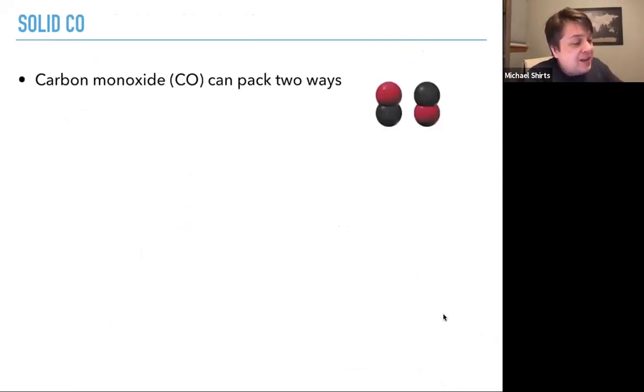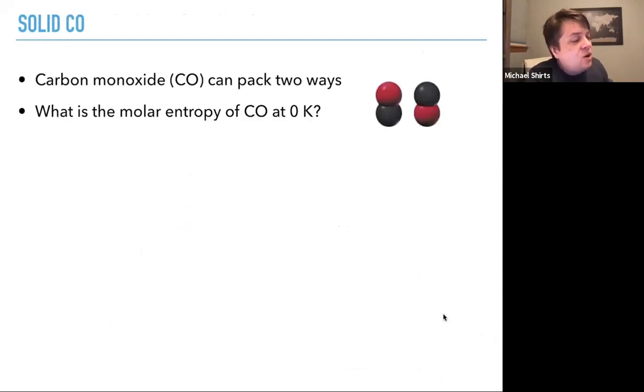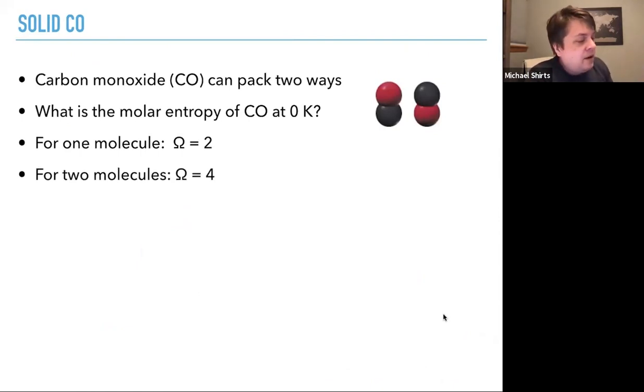So let's actually do some calculations. Solid carbon monoxide can pack in two ways, with carbon up or carbon down. So what would the molar entropy of carbon monoxide be at 0 Kelvin? For one molecule, the number of configurations is 2, could be up or down, right? For two molecules, well, up or down times up or down, that's 4. And so for n molecules, the number of different configurations is 2 to the nth.